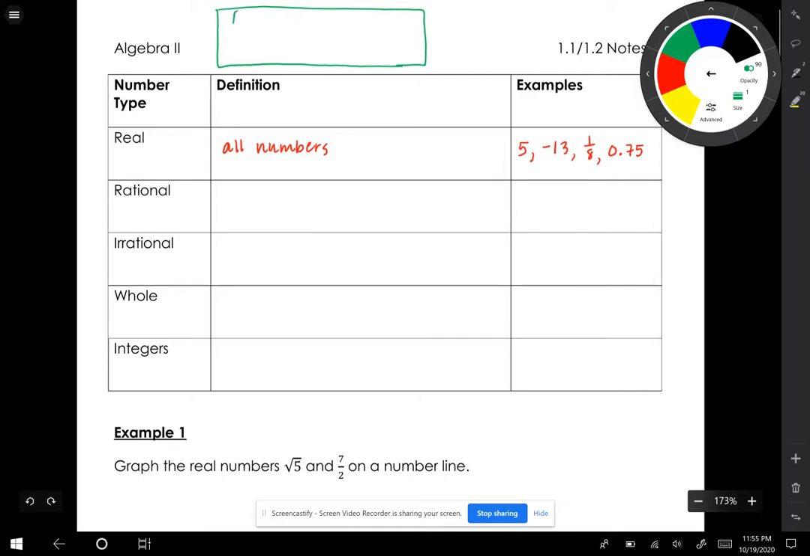So you have real numbers. And then within the real number system, you have subsets basically. So you have what are called the rational numbers or the irrational numbers. So I'm going to draw a big rectangle within here. And then here we have irrational numbers. So the real numbers can be rational or irrational. So here's rational.